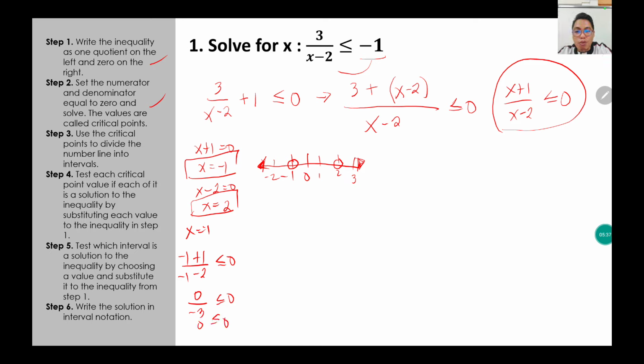So, negative 1 is a solution. So, we shade that in our number line. For x equals 2, we'll have (2 plus 1) over (2 minus 2) less than or equal to 0.